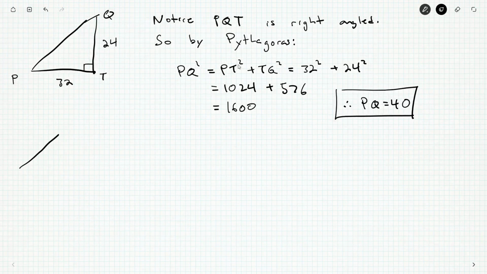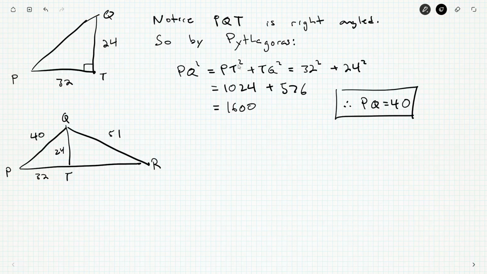So I draw the picture here, just the top half, no more than we need. 24. I'll add the 40 in just because we worked it out, but we're not actually going to use this 40. We got 32, and we were told that QR is 51. Okay, and we got a right angle here.